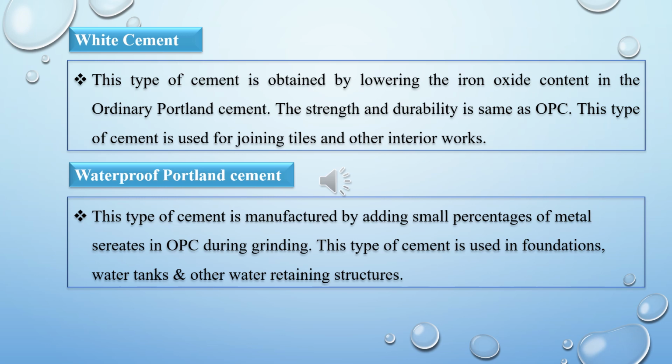So students, these were two more cements which we have discussed, white cement and waterproof cement. White cement is formed by decreasing the iron oxide content in the OPC, and waterproof Portland cement is formed by adding a small percentage of metal stearates into the OPC during grinding.